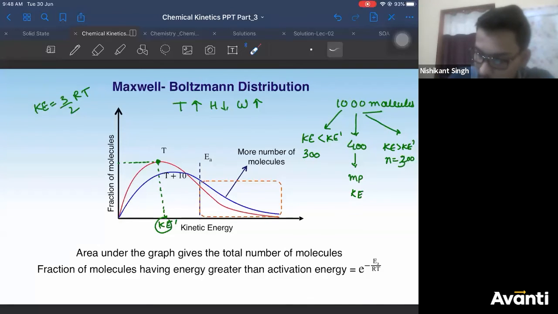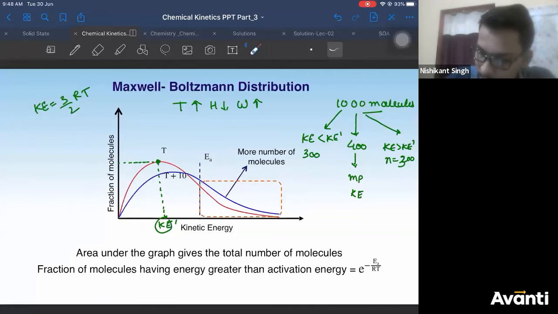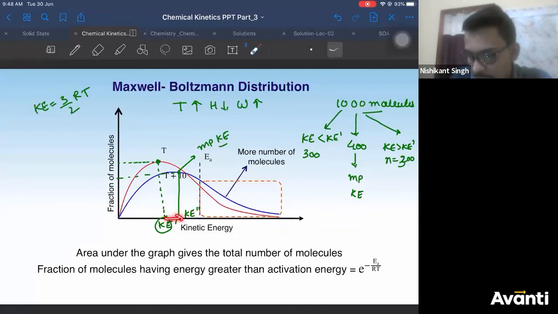Right? So now let's say initially your fraction of molecules at T temperature was this fraction of molecules having this much kinetic energy. Now as you increase the temperature, this is the maximum fraction of molecules having kinetic energy Ke double dash. So this is now your most probable kinetic energy. Correct? So value of kinetic energy you can see is increased because temperature is increased.